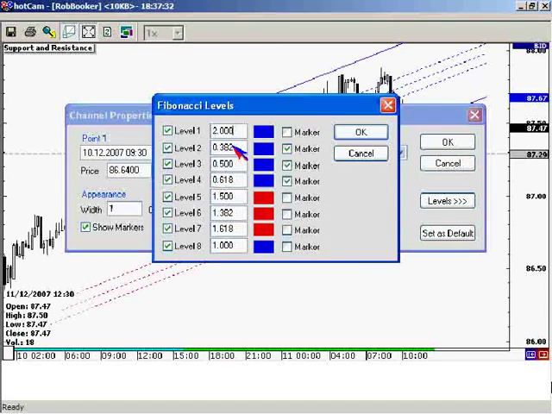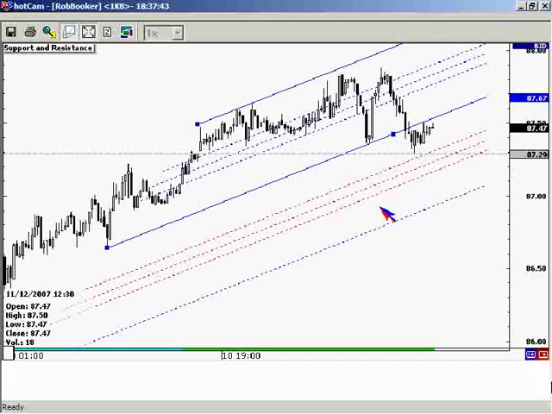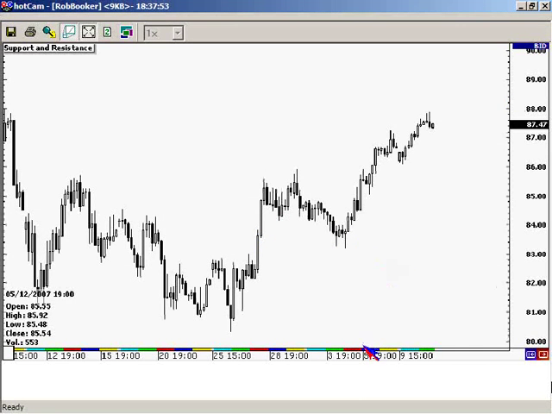Let's just do 2.000 down here. That could be the final target, the final resting place. That's a short-term view of the New Zealand dollar, Japanese yen. Here's a longer-term view on the four-hour chart. I'm going to remove all tools and take a look at it.